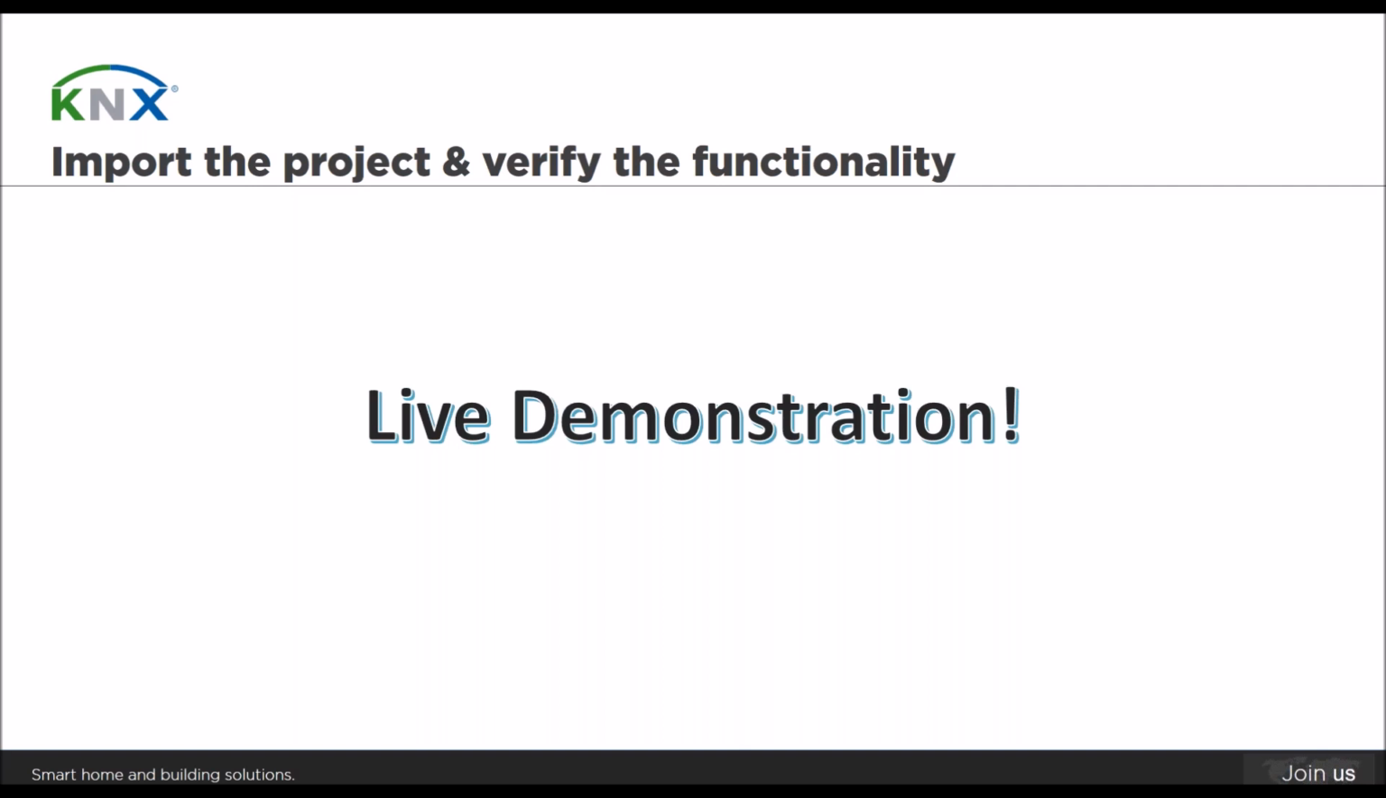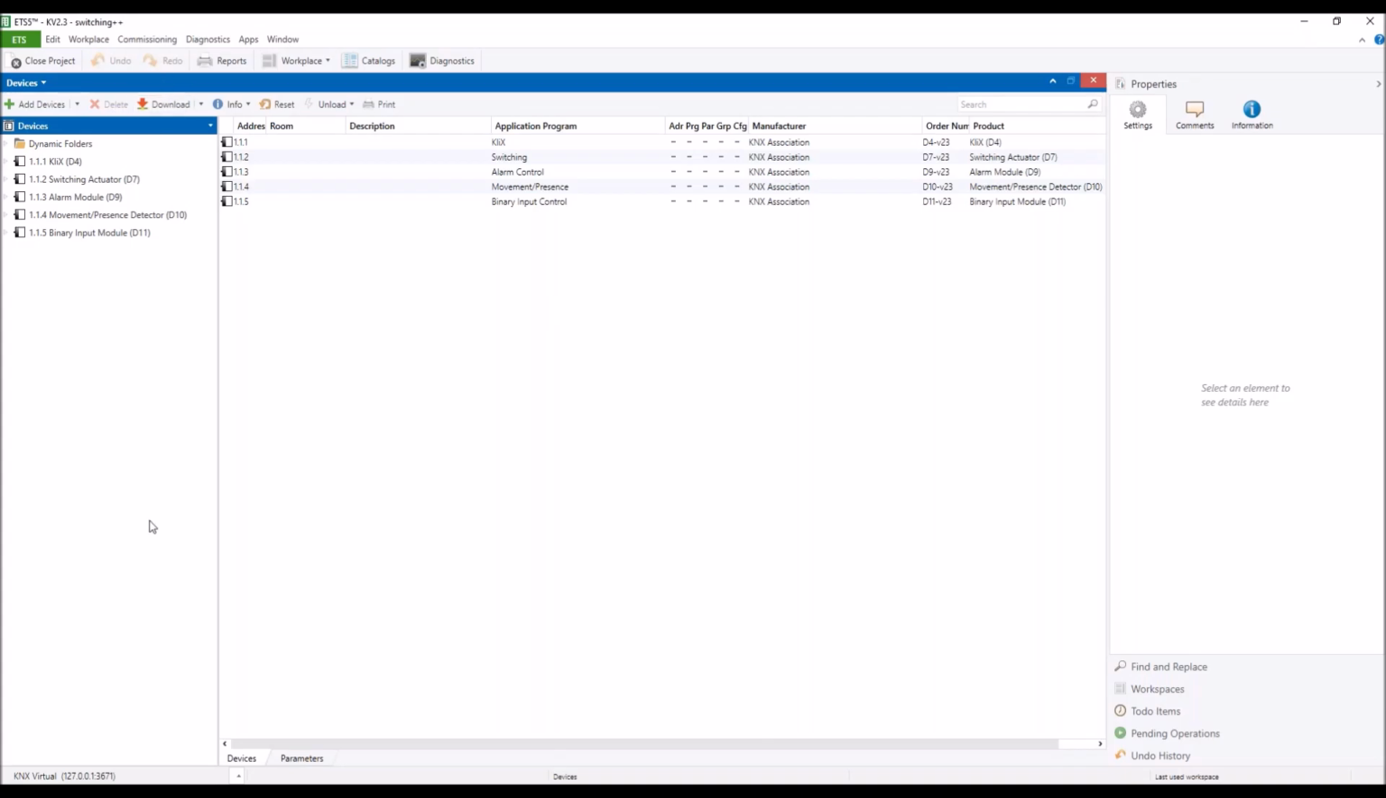So let's go live with ETS Professional. To save some time, I have already downloaded and imported the project in my ETS Professional. I'm going to open my ETS. So we see that all the necessary devices for this example are already in the project. I'm using the devices view where I can see all the devices in the project. As I said before, the project is ready for commissioning. Therefore, you do not have to search in the catalog for devices, neither you have to do any device configuration. It's plug and play. So I'm going to start my KNX Virtual.